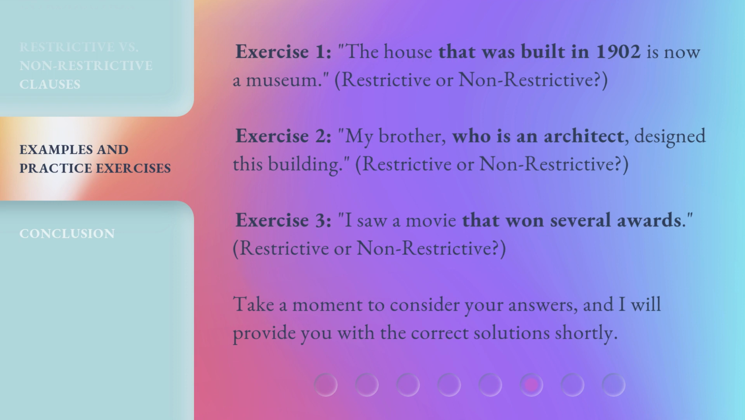Exercise 1. The house that was built in 1902 is now a museum. Restrictive or non-restrictive? Exercise 2. My brother, who is an architect, designed this building. Restrictive or non-restrictive? Exercise 3. I saw a movie that won several awards. Restrictive or non-restrictive? Take a moment to consider your answers, and I will provide you with the correct solutions shortly.